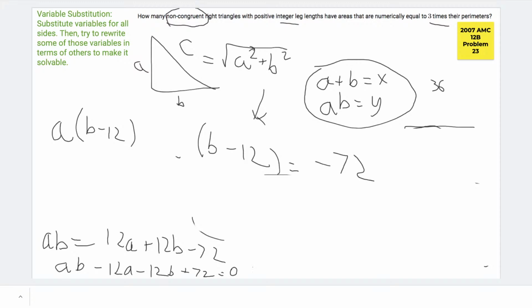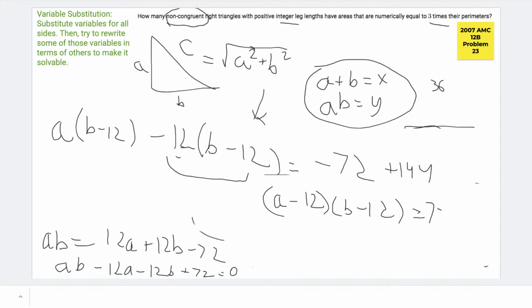And then now we notice, how will we get a coefficient of negative 12b? Well, obviously by multiplying by negative 12. And then we notice that if we multiply by negative 12, we add an extra 144. And we added it to the left side, so we have to add it to the right side. And if you add 144 here, this becomes 72. So this at the end, this factors as a minus 12 times b minus 12 equals 72.